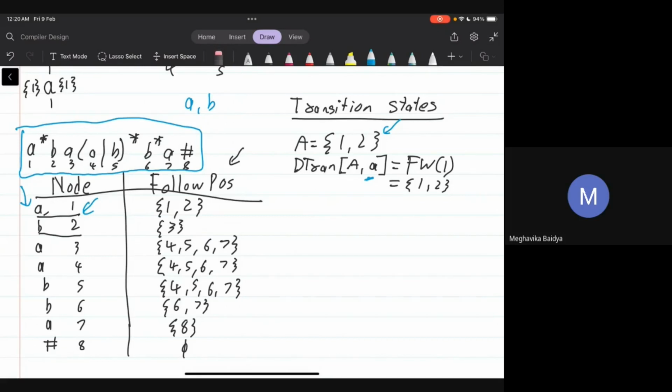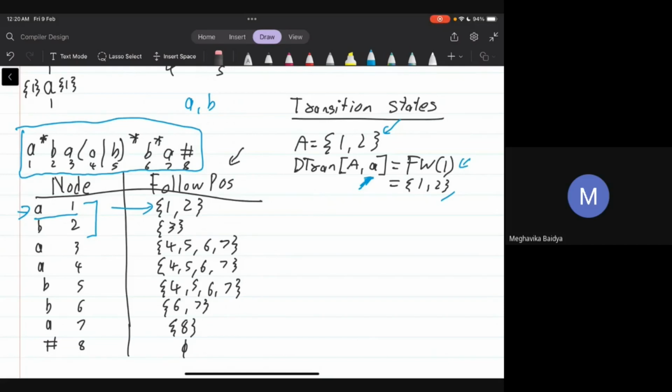So how do we do it? Wait, I'll just erase this. We have 1 comma 2. So you go here and check 1 and 2. 1 is matching with A, and since our input is A, you only take this one. So you write followpos of 1 because it's matching with A here. So followpos of 1 equals 1 comma 2.